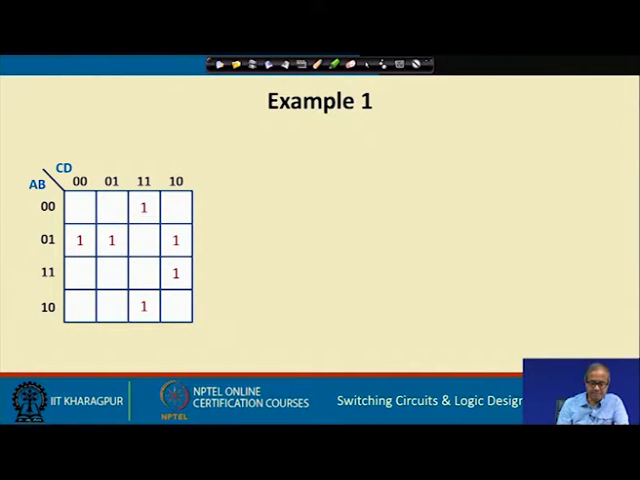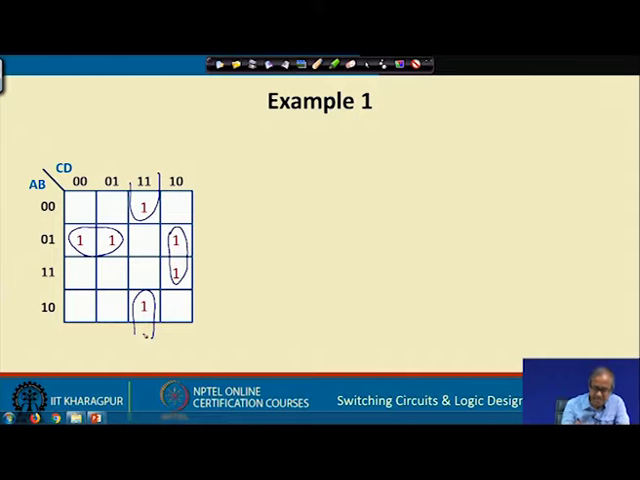Let us take a function like this, where you can see that there are 6 true minterms. Now, if I follow our rule, let us try to construct the cubes. This can be one cube, I cannot make it any larger. This is one cube, and these two ones are adjacent, so this is one cube.